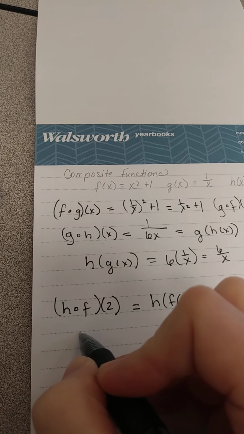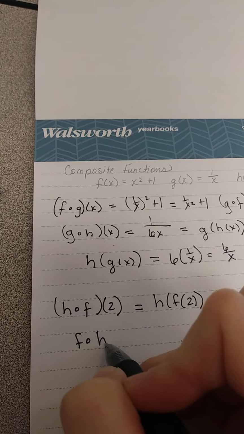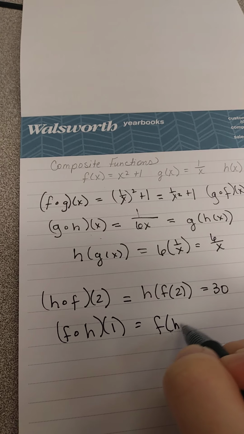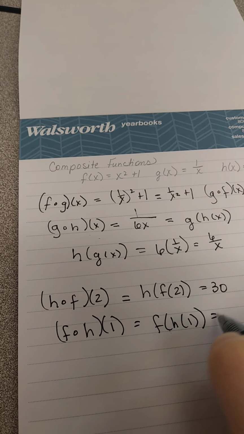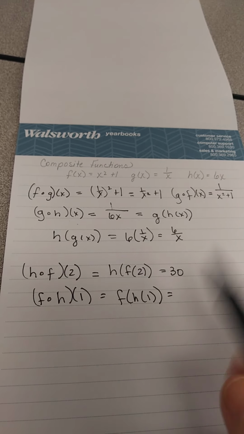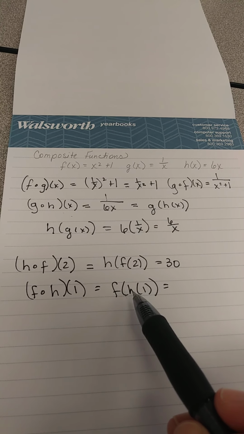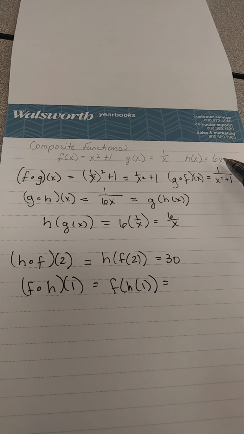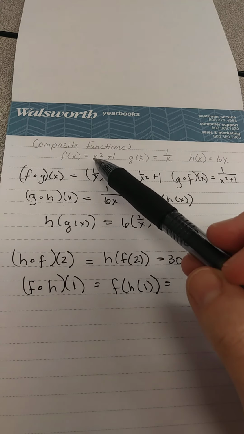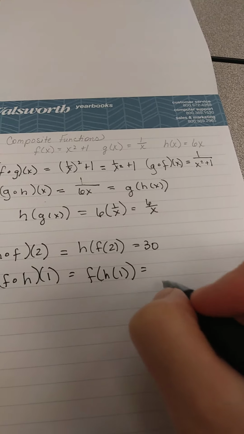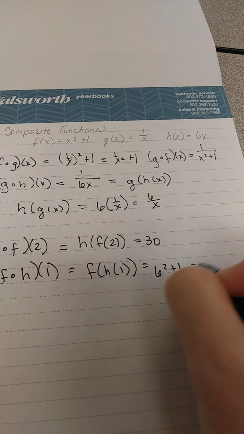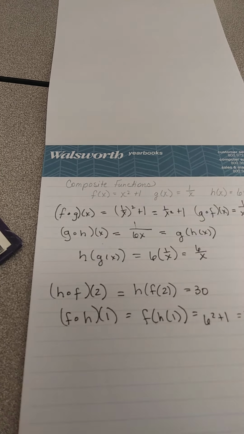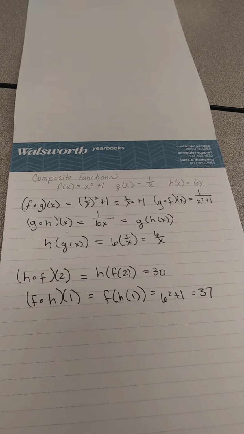All right, let's go the other way. f of h of, I don't know, let's do 1. The other way to write that is like this. They mean the same thing, and they can write either one. The book won't do both; they'll pick one. So I put 1 into the h function, and then put that answer into f. 1 into the h function is 6 times 1. That's 6. And then I put that into f. So 6 squared plus 1, and that's 37. So these are called composite functions because composition means one thing inside another thing.